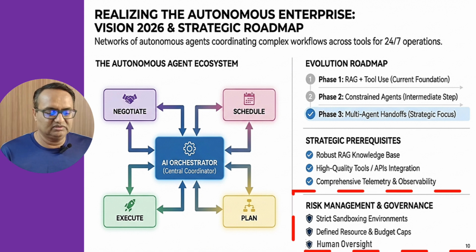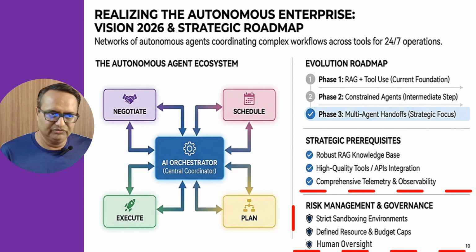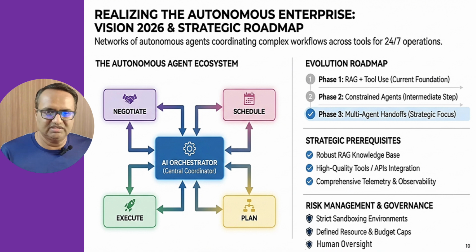Coming to risk management and governance: strict sandboxing environments. Basically, any agents or AI systems created will not be connected to production or the main systems. They will be well tested before connecting to the main system. Next, defined resource and budget caps. Basically, agents will have a budget cap, say for example 2,000 or 3,000 rupees. Beyond that, they can't execute, and it has to be intervened by a human. And the last and most important part is that human oversight is very critical until AI is doing its job with 99% accuracy. So this is how we can envision AI in 2026.